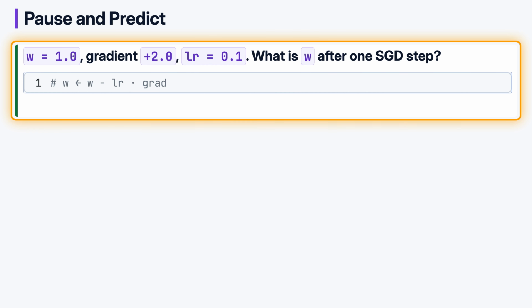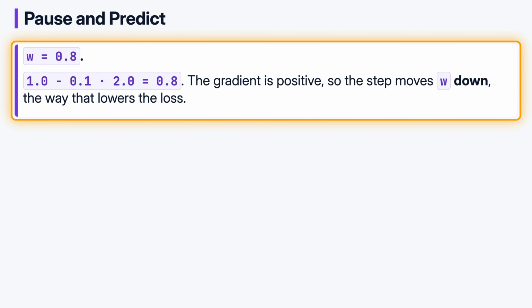Quick check before we go. W is 1.0, the gradient is plus 2.0, and the learning rate is 0.1. What is W after one SGD step? Pause the video and predict. Here's the answer. W is 0.8.